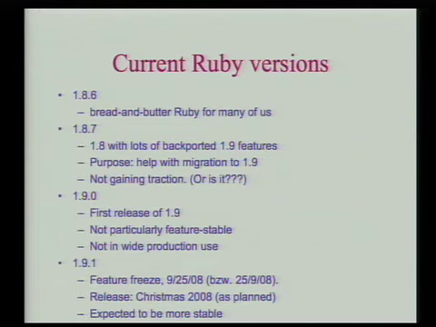1.8.6 is, at least for me, my home base Ruby. That's what I've been using. That's what I am using. 1.8.7 has come out, and it is essentially 1.8 with a lot of 1.9 stuff backported to it. The stated purpose of it, stated by Matz explicitly, is to help with migrating to Ruby 1.9.